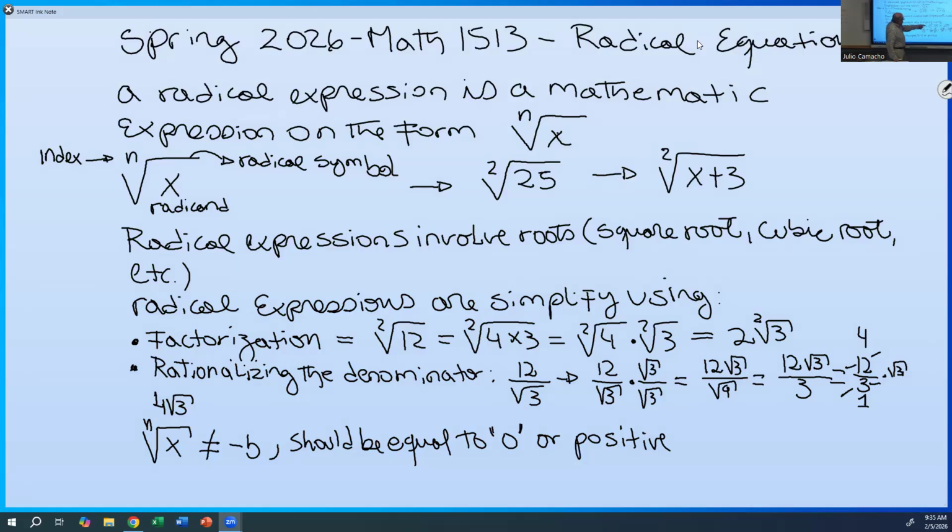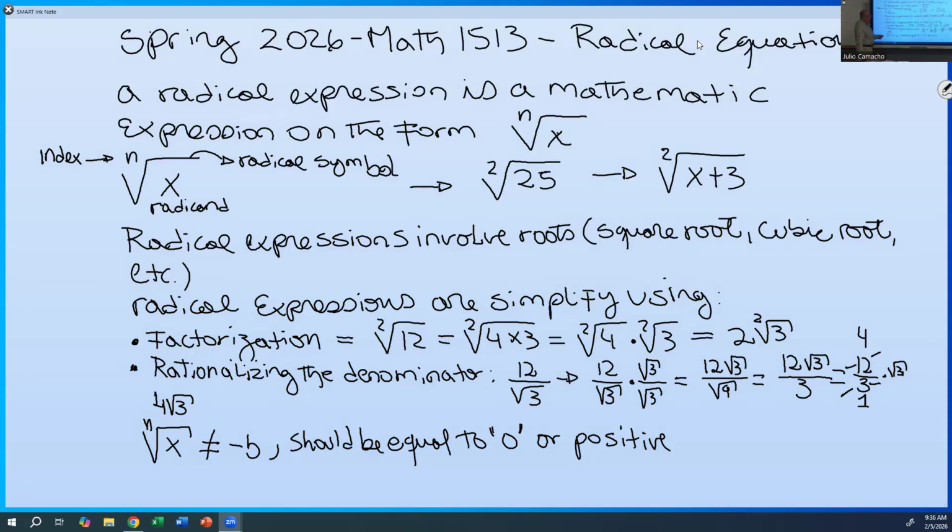And then in the numerator, you have 12 times the square root of 3. The square root of 9 is 3. You can write this also as 12 over 3 times the square root of 3. Then you can simplify the numerator and denominator: 3 goes into 3 once, and into 12 four times. The final answer will be 4 times the square root of 3.